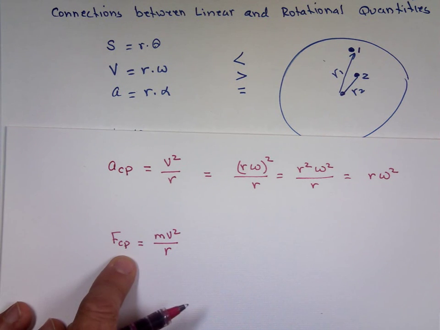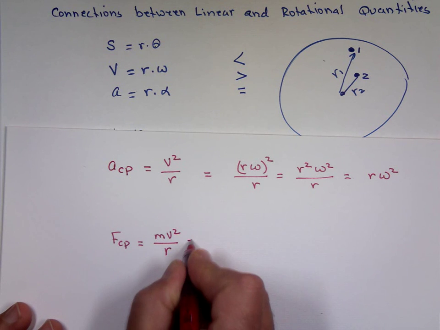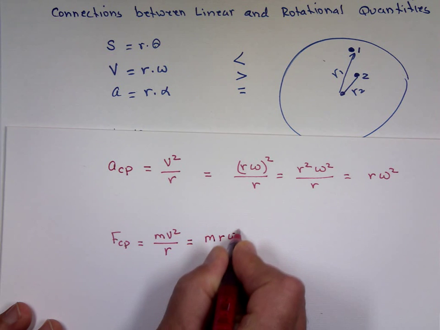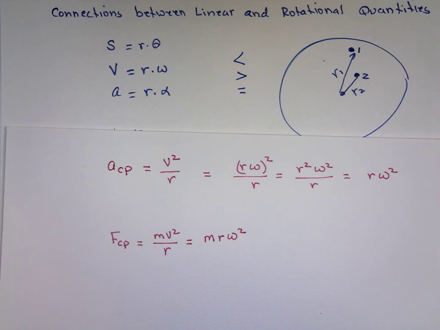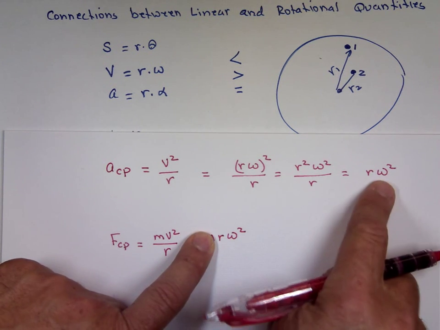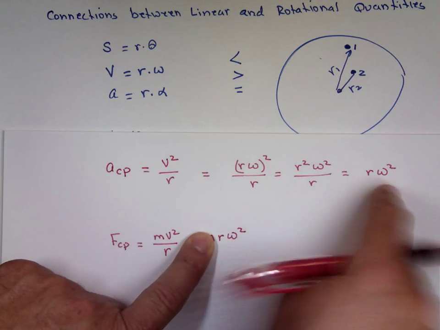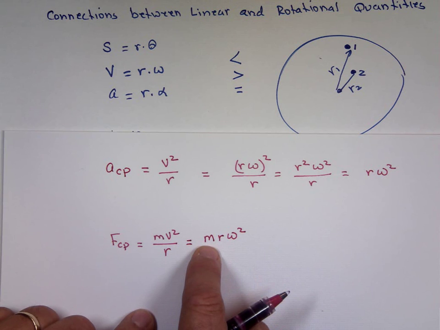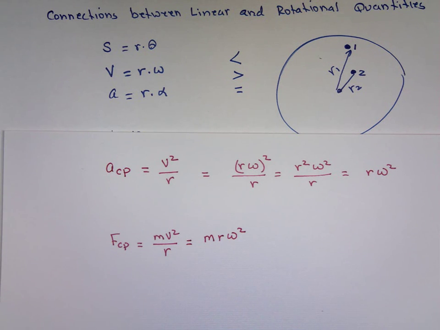Same thing for centripetal force. This is the acceleration, so the force will be mass times acceleration: m times r times w squared, because the acceleration is r times w squared from here. F equals ma. This is the acceleration multiplied by the mass, and that's your centripetal force. You can use either one.